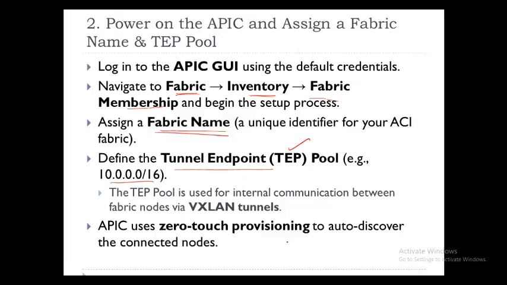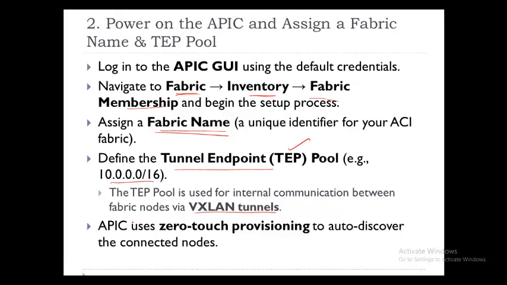So the tunnel endpoint pool is used for internal communication between the fabric nodes via VXLAN tunnel. So no more are you going to configure OSPF or ISIS for the underlay, putting an IP address, setting the routing. None of those things you are not going to do, it's taken care of. The underlay job needs an IP address, that's why you provide a pool here. And once you have done this, APIC uses zero-touch provisioning to auto-discover the connected nodes.